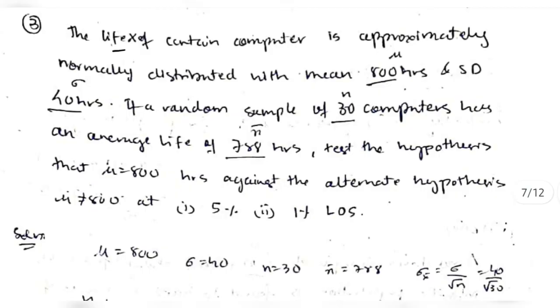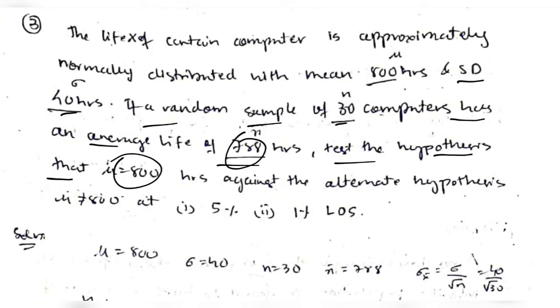The life x of a certain computer is approximately normally distributed with a mean of 800 hours. Now, is this a mean of a sample or the population? That you have to know very clearly. For that we'll read the whole question first, then decide what they have given. And a standard deviation of 40 hours. If a random sample of 30 computers has an average life of 788 hours, test the hypothesis that nu is equal to 800 hours against the alternate hypothesis of nu not equal to 800 at 5% and 1% level of significance.